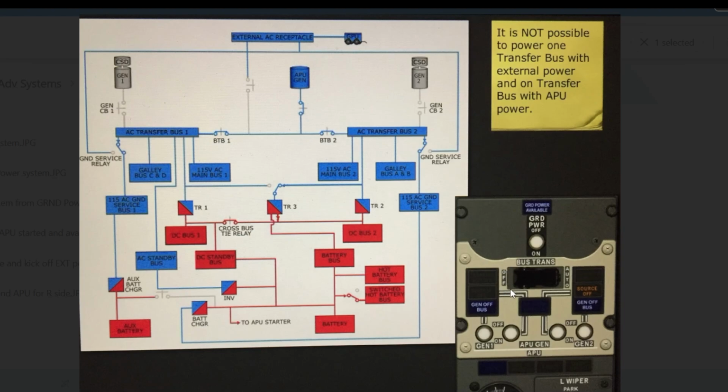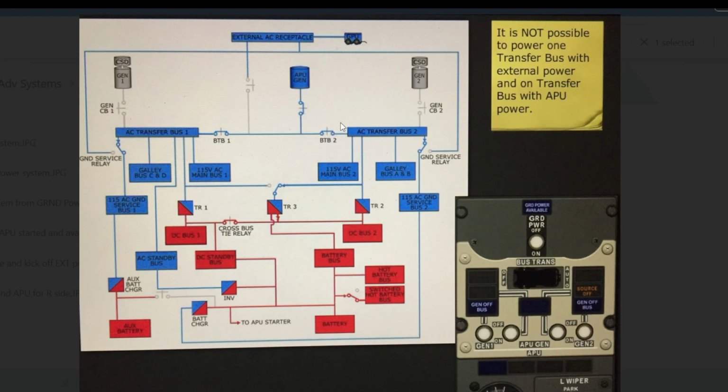If you have this on off, you're on ground power, and you switch just the left APU switch here, now you have APU coming over here and powering AC transfer bus 1, but you do not have it powering AC transfer bus 2. Ground power isn't powering it because now ground power is closed since you turned the APU on, and this is off, which means this is not going to automatically close.